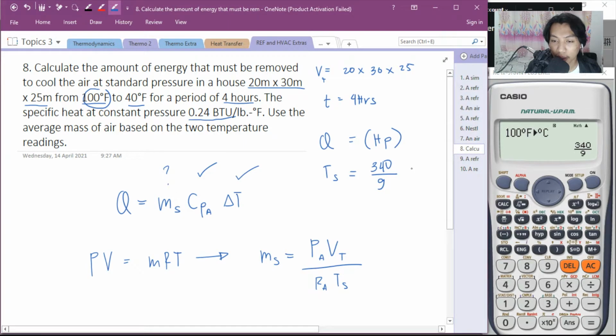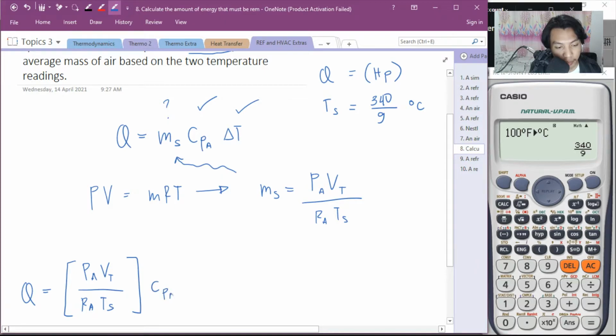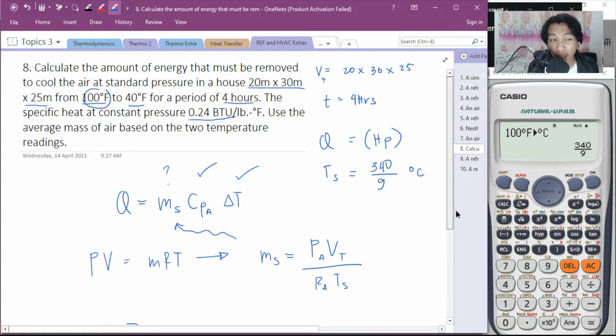Over 9 degrees Fahrenheit to degrees Celsius. Okay, as is na 'yan. So, itong MS na 'to, puwede natin 'tong isa lang dito sa MS dito, okay? So, by simplifying it, puwede natin gawing PA V total over yung R ng A, supply air, you multiply that with CP of air, then T2 minus T1. But in this case, nakalagay kasi dito from 100 degrees Fahrenheit to 40 degrees Fahrenheit.